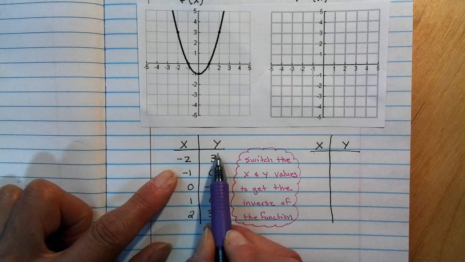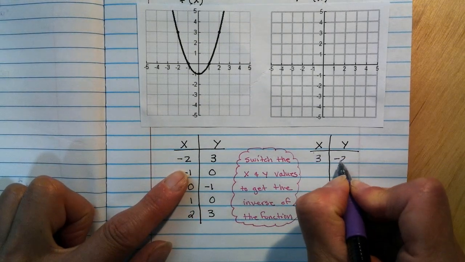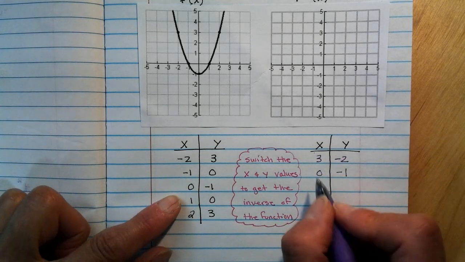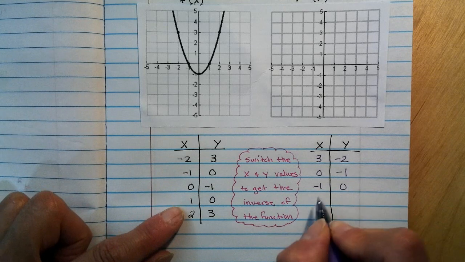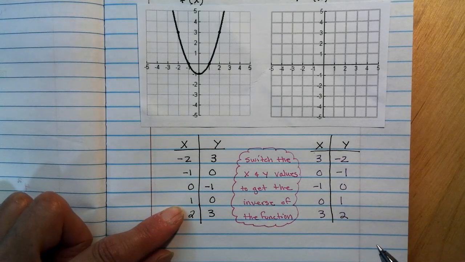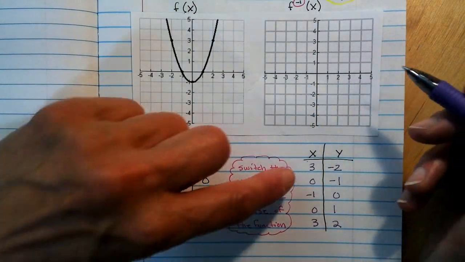So this is what we're going to do to get the inverse of the function. Our x becomes our y and our y becomes our x. So this becomes 3, -2, 0, -1, -1, 0, 1, 0, 2, 3. It's as easy as that. So now all we have to do is graph this.